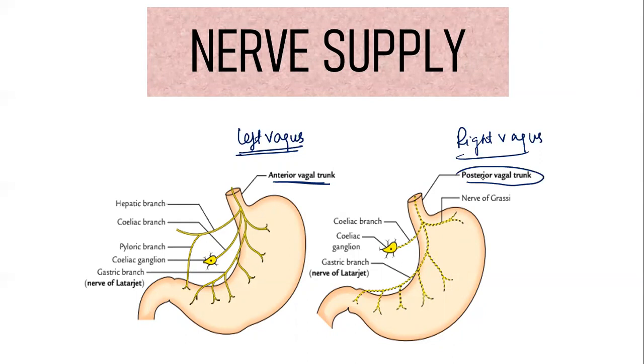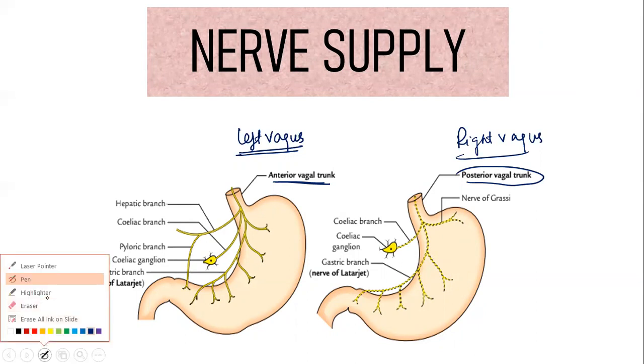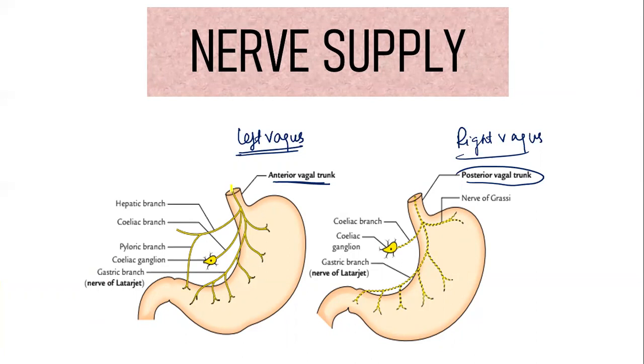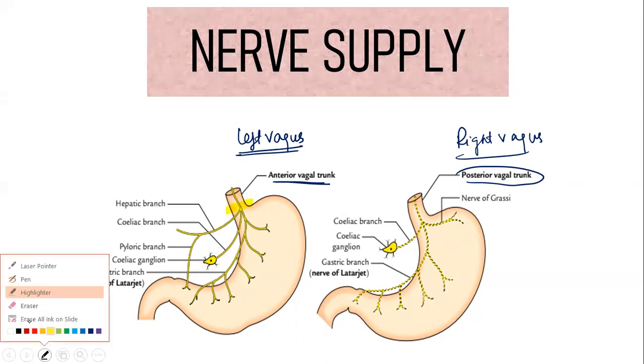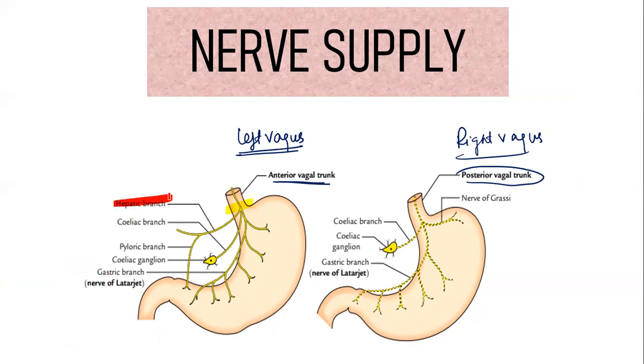So I've got two vagus nerves, left vagus and right vagus. The left vagus is going to go along the anterior aspect of the esophagus and the stomach, and the right vagus is going to go along the posterior aspect of the stomach. Let's see what happens to each of these vagal trunks. From the esophagus, at the gastroesophageal junction, it gives rise to certain branches. Can you appreciate? The first one is your hepatic branch.